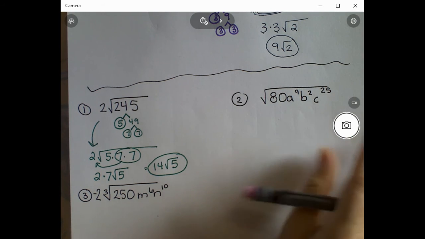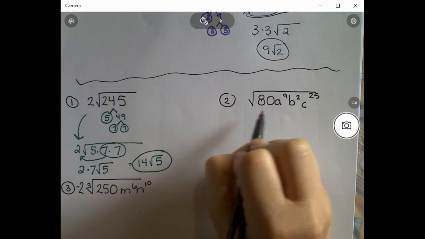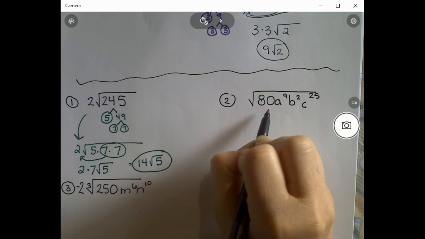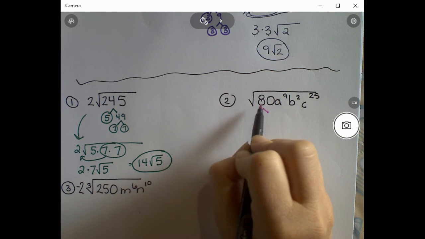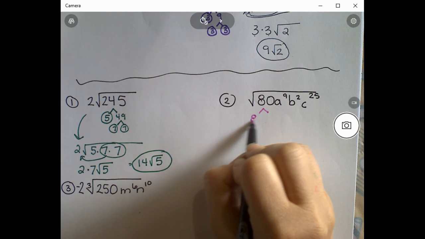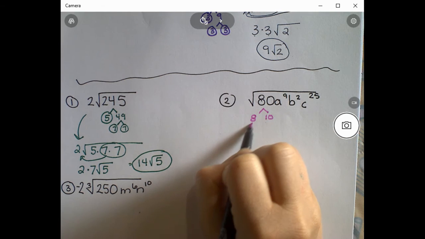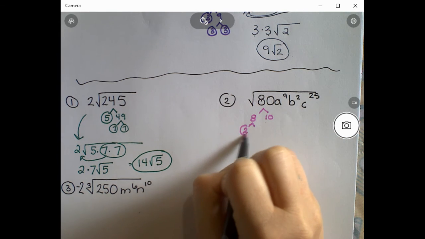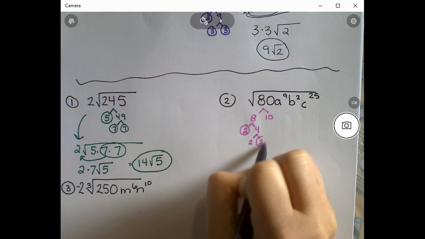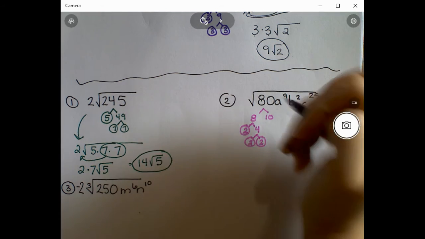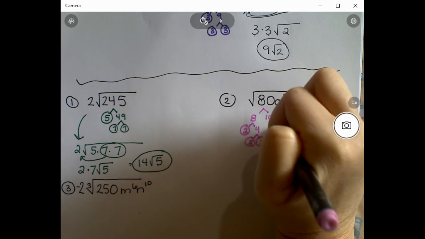Again, we're going to pull those out in groups of 2. I'll show you the long way to do it, and then I'll kind of explain how I do it. First, we want to break down our number. 80 would be 8 times 10. And of course, you can break these down whatever way is easiest for you. You may see it slightly different from me. That's fine.